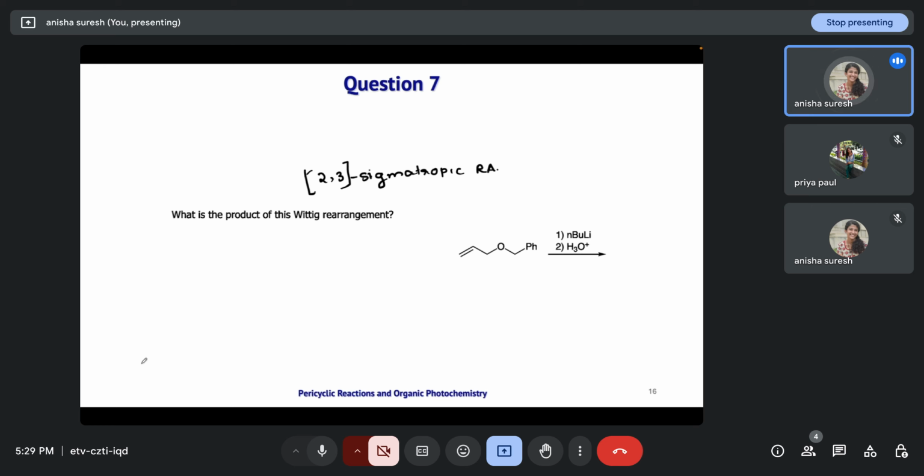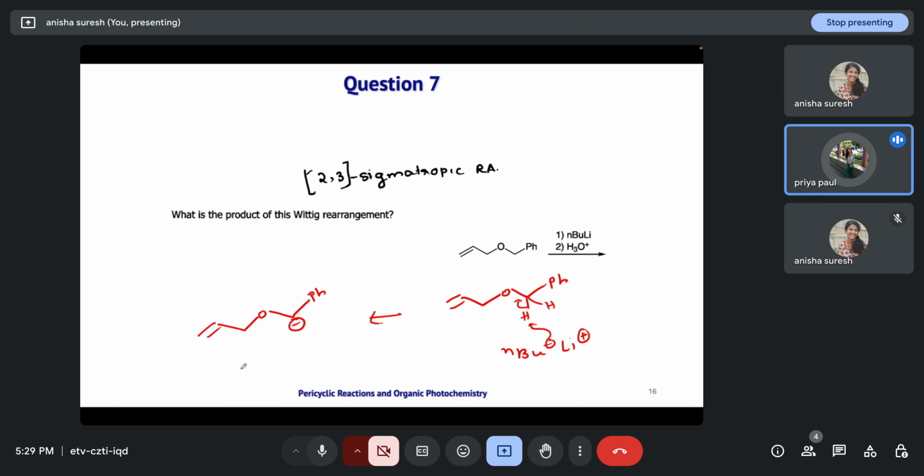So, in the presence of butyl lithium, what is the first step that is taking place? Abstraction of this benzylic proton will be taking place. In the presence of butyl lithium, it will abstract one of these protons, resulting in the formation of this carbanion. Yes, right.